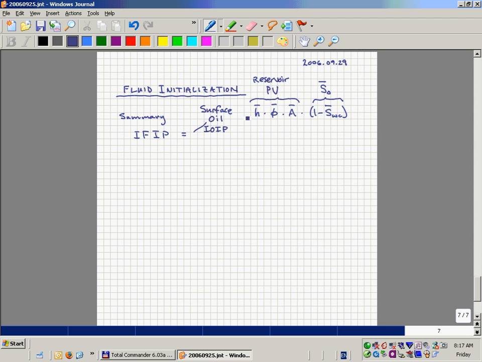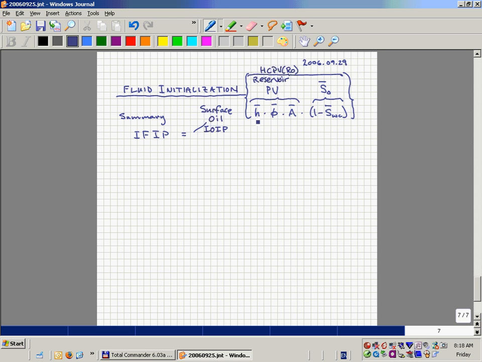The entire term here is what we call the hydrocarbon pore volume. In this case, the hydrocarbon is oil, for the reservoir oil. This entire term. So we're still talking about cubic meters in the reservoir, cubic meters of oil, of reservoir oil in the reservoir.